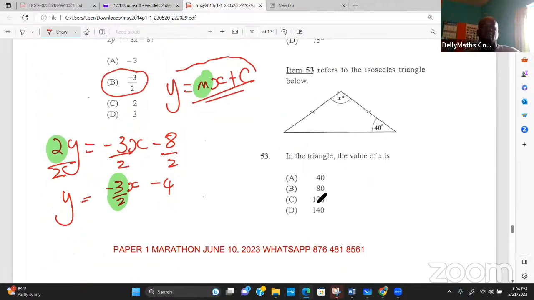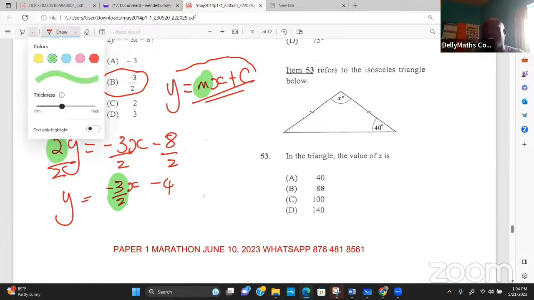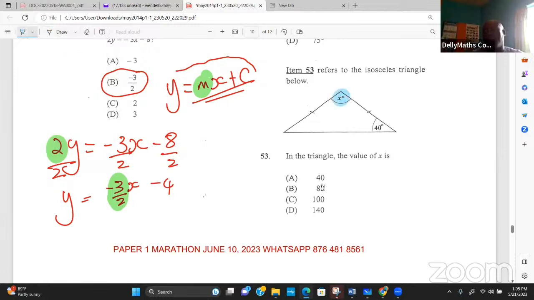All right, let's continue. Item 57 refers to the isosceles triangle below. So they want us to find the value of the angle x. Remember though that when you have an isosceles triangle, where the sides that are equal meet, that angle is different. So that angle at x is different.